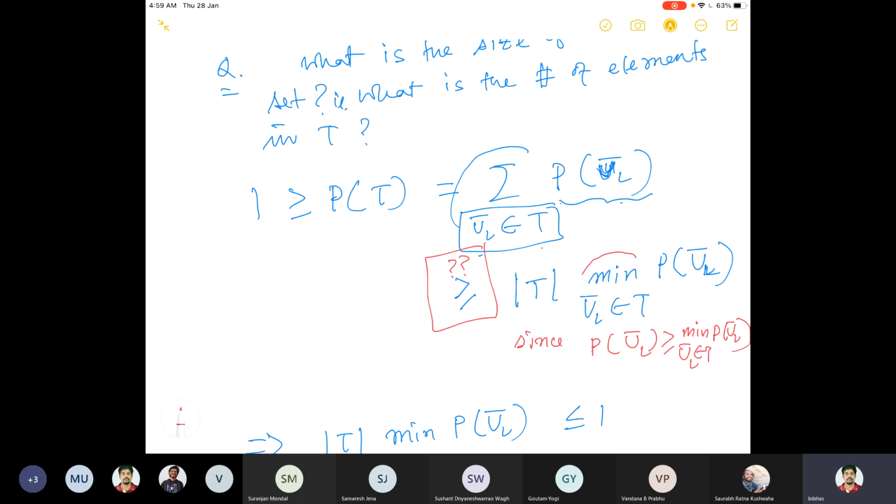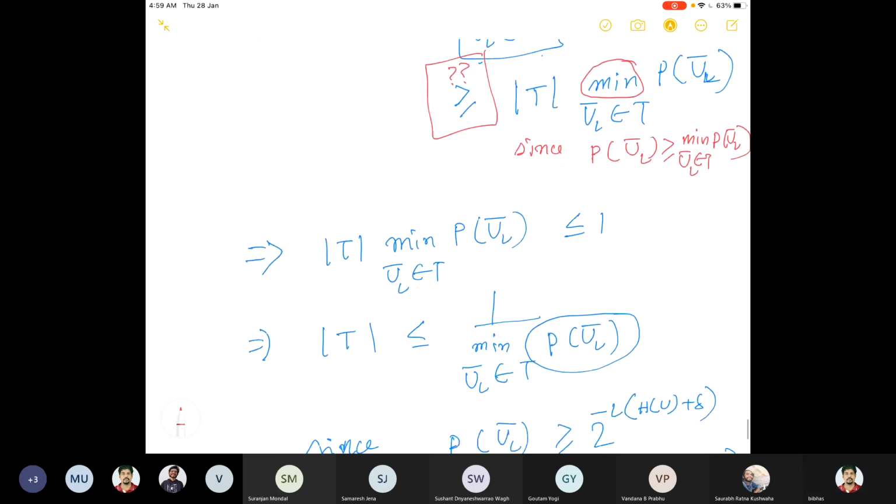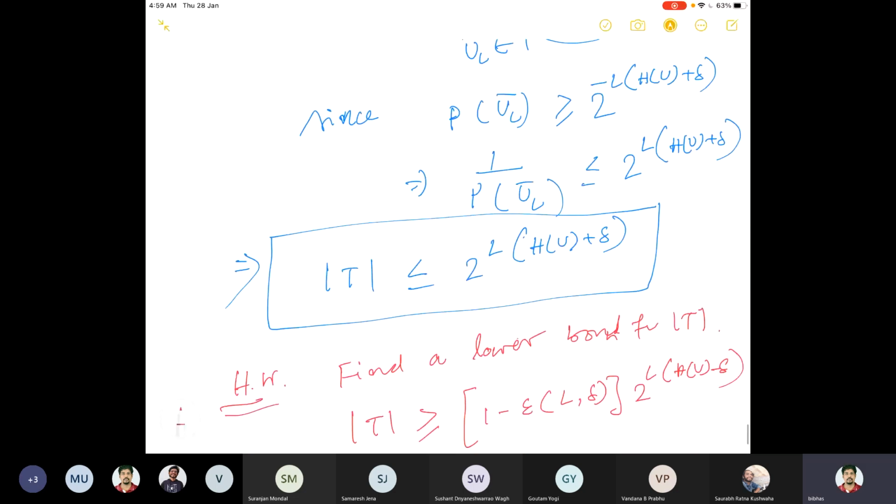Okay, the hint is that instead of mean, you can use max, and this greater-equal sign will be less-equal in that case, and then you can derive the bound. Okay, so that's the hint.